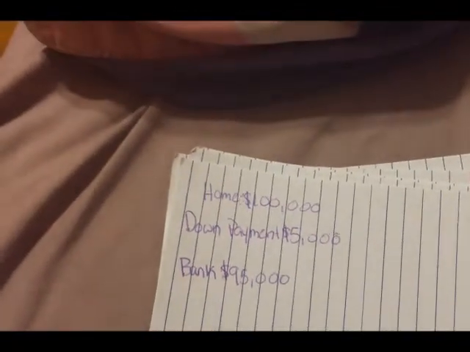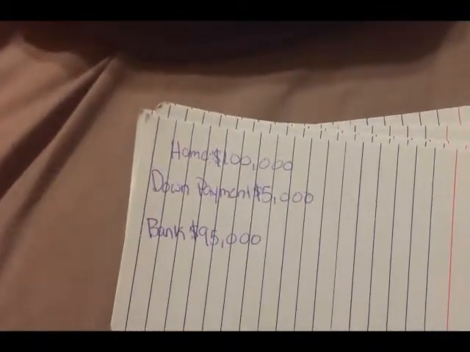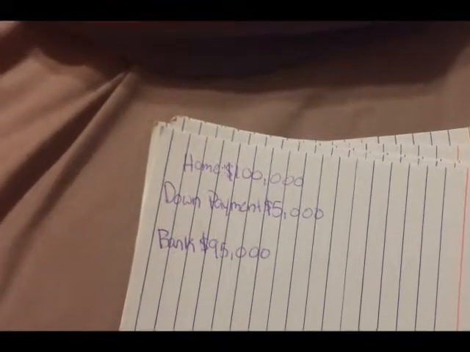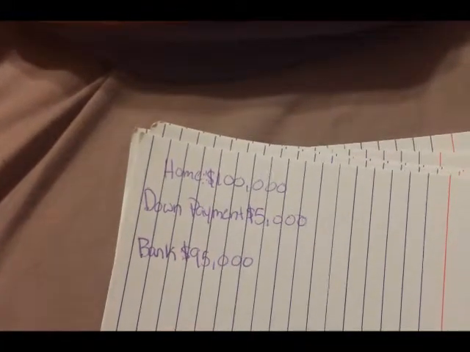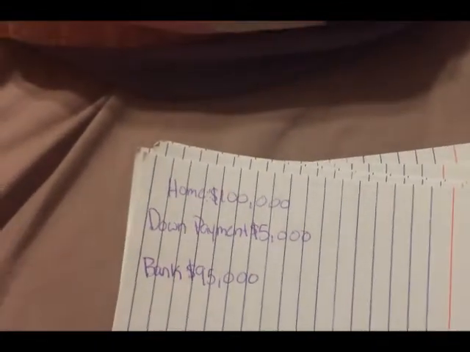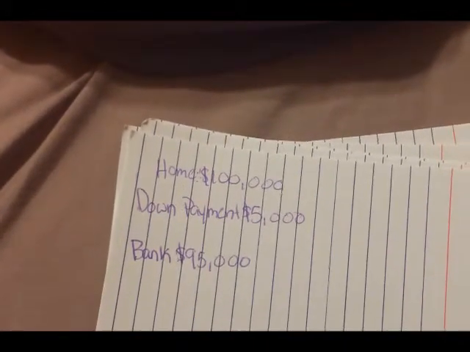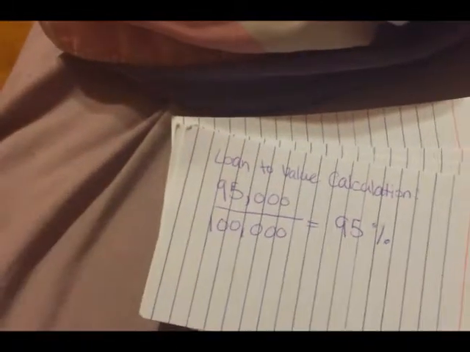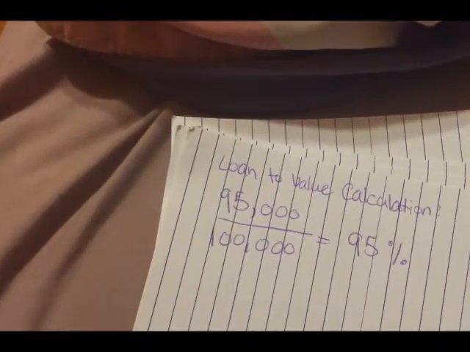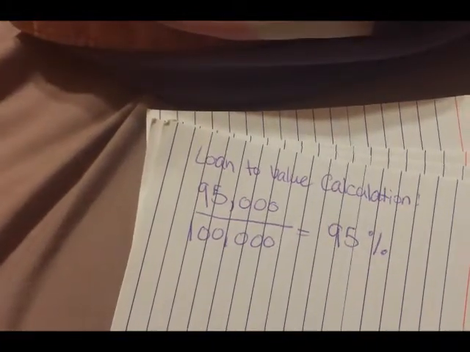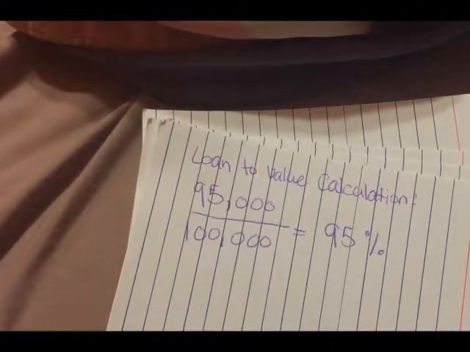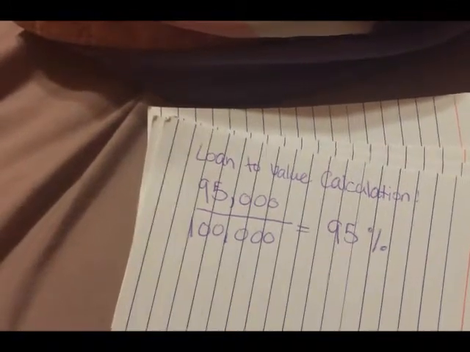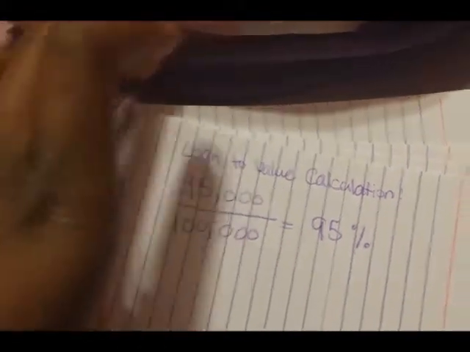So we're going to start off with an example. Say you're trying to buy a home for $100,000 and you have $5,000 available to use for a down payment. The bank will then have to lend you $95,000 for the loan to happen. For the loan to value calculation, you have to do 95,000 divided by 100,000, which will equal 95%, saying that the bank will now have a 95% loan to value ratio.